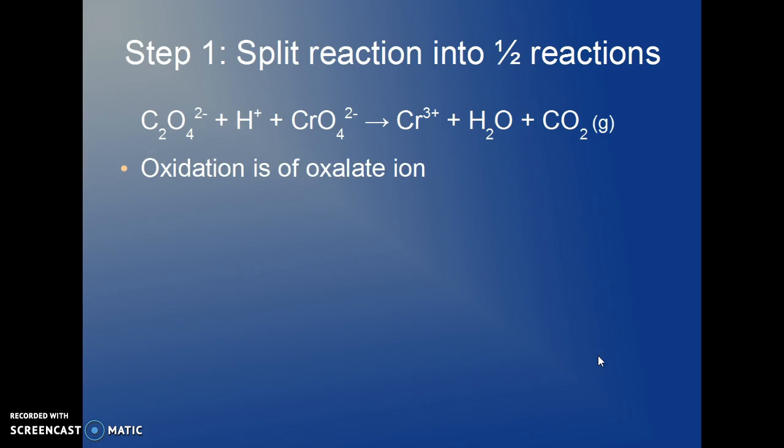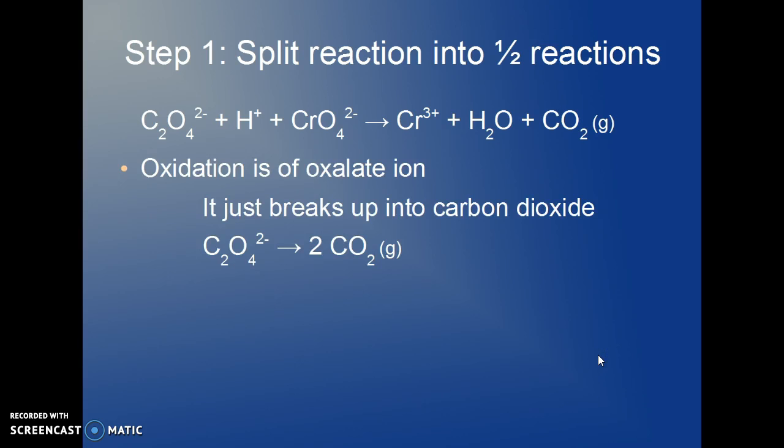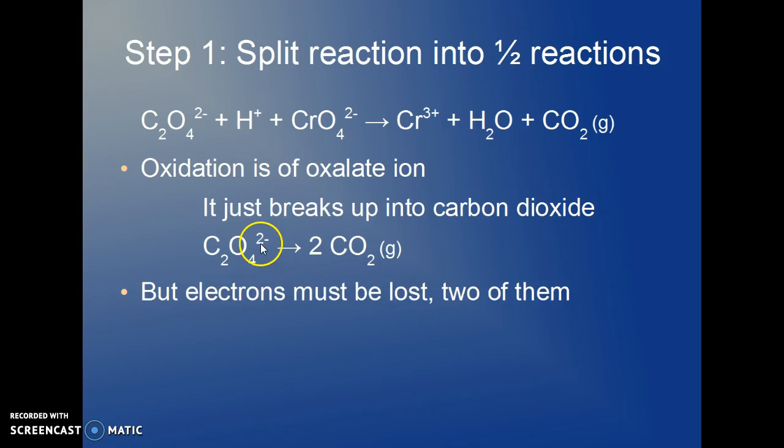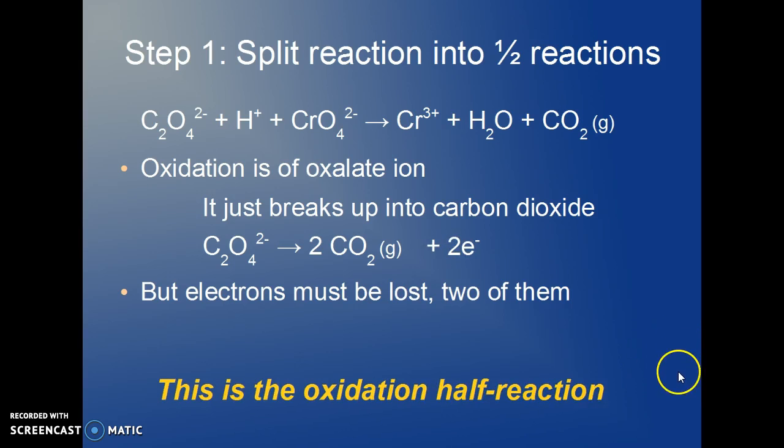The oxidation of the oxalate, it breaks up into carbon dioxide, but we have a charge of -2 over here, so electrons must be lost, and we can see there are 2 that need to be lost. This is the oxidation half reaction.